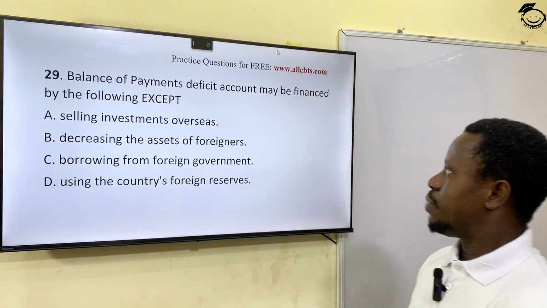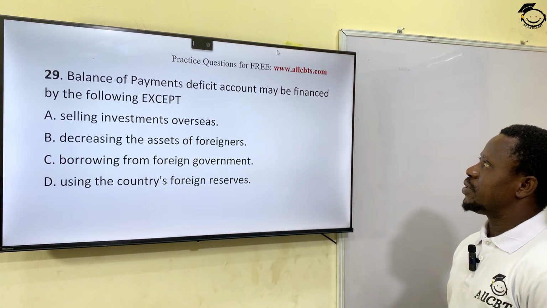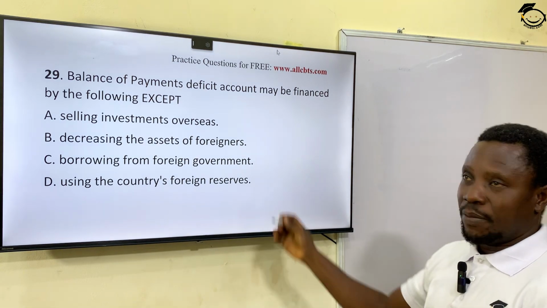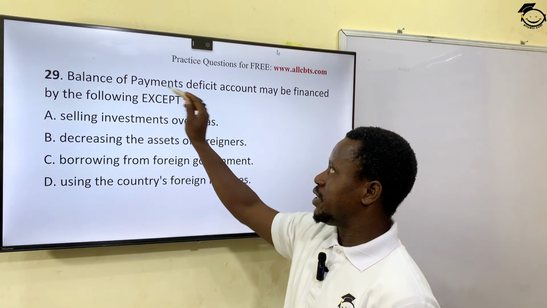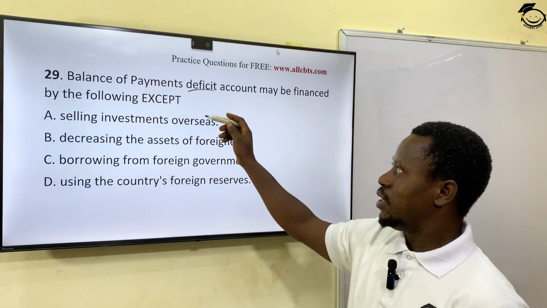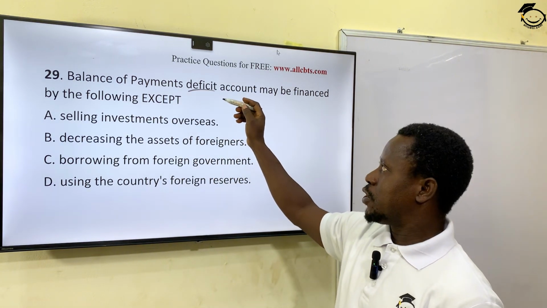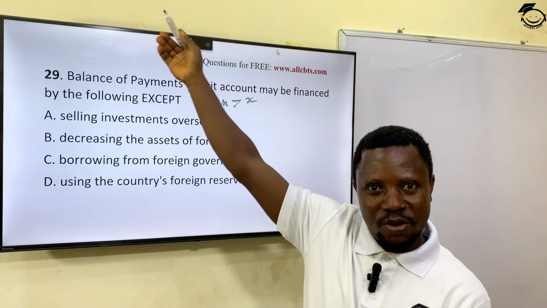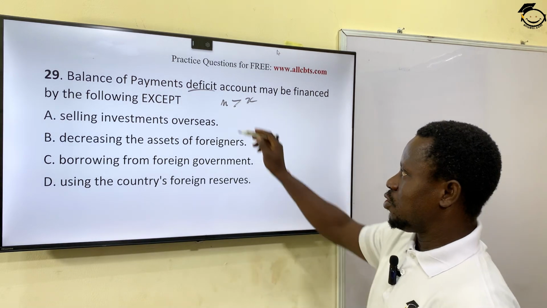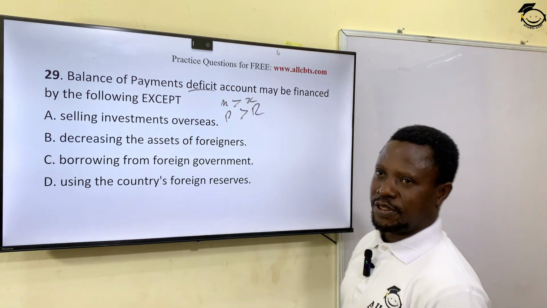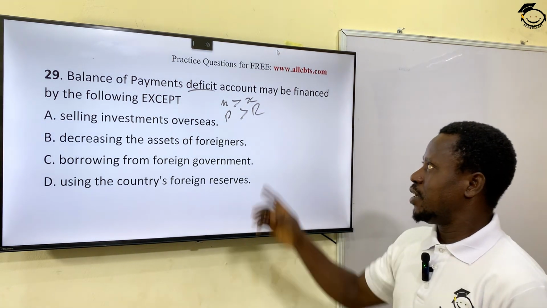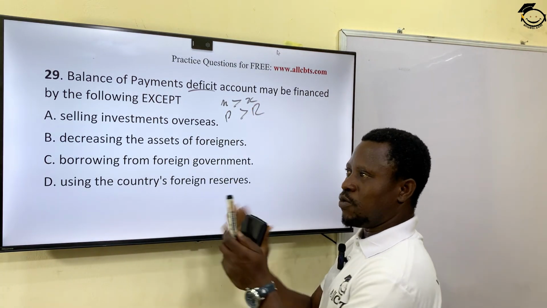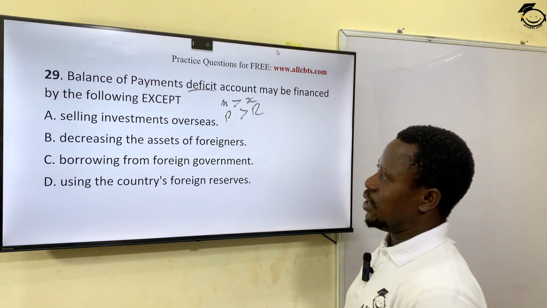29. Balance of payment deficit account may be financed by the following except. I mentioned deficit earlier when I was explaining balance of payment. The deficit arises because you import more than you export. You are paying more than what you are receiving. Your payments are greater than your receipts. That's when you have deficit, okay? And when you have the opposite, we have surplus. And when they are equal, we have balance of payment, all right?